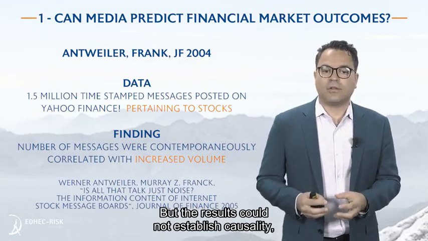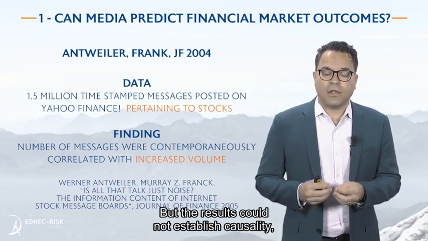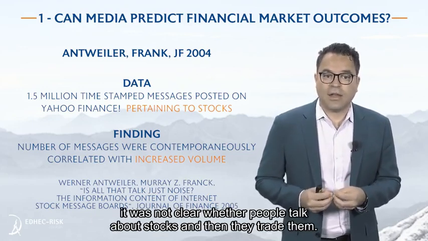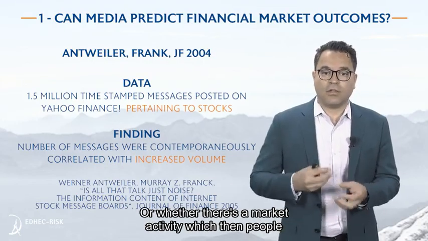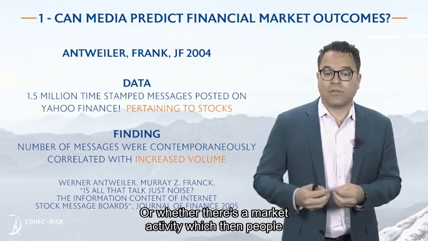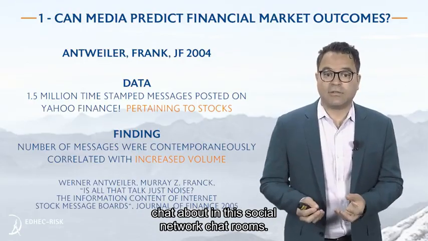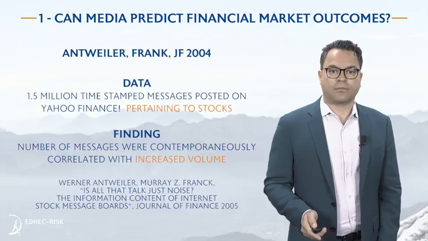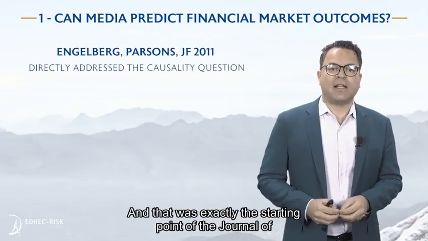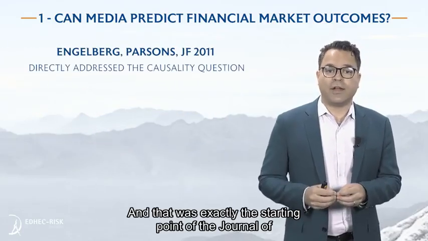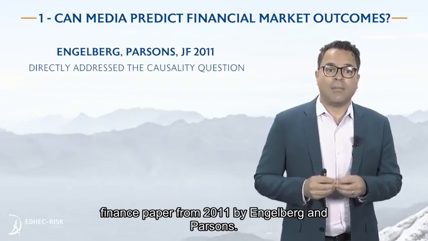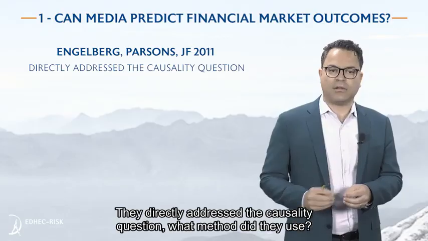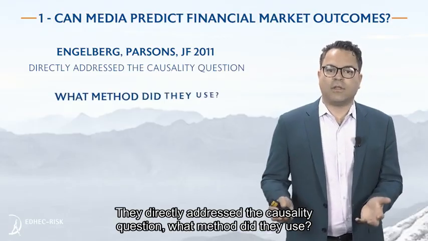But the results could not establish causality. It was not clear whether people talk about stocks and then they trade them, or whether there's a market activity which then people chat about in these social network chat rooms. And that was exactly the starting point of the Journal of Finance paper from 2011 by Engelberg and Parsons. They directly addressed the causality question. What method did they use?